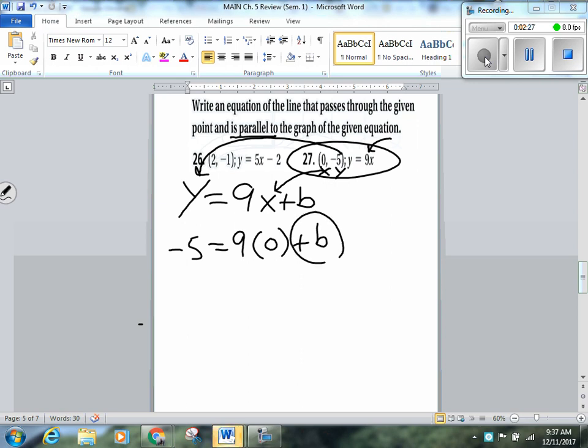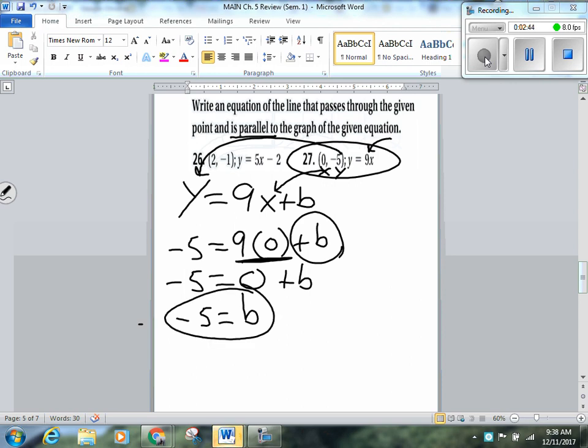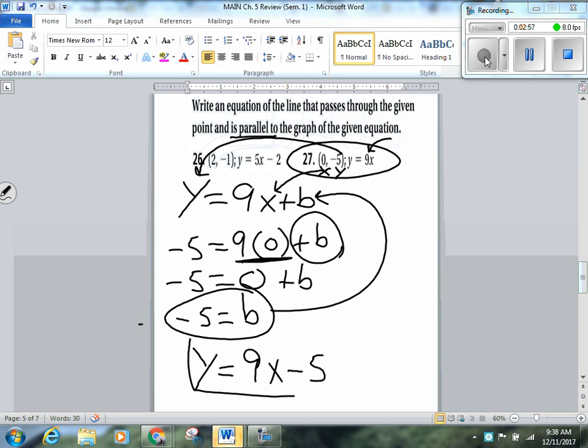I want to get the b by itself. I got -5 equals the number next to the parentheses means multiply. That becomes 0 plus b. And then I end up with -5 equals b. I take this number and I plug it into that equation, and I get y equals 9x minus 5 for the final answer.